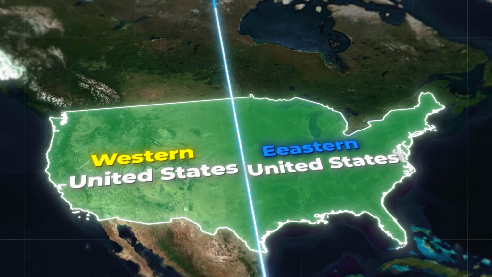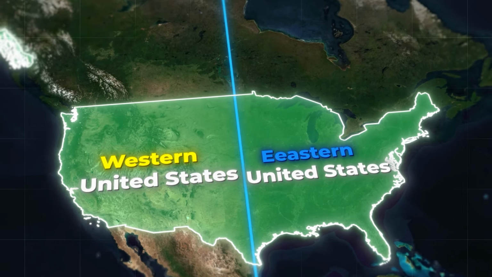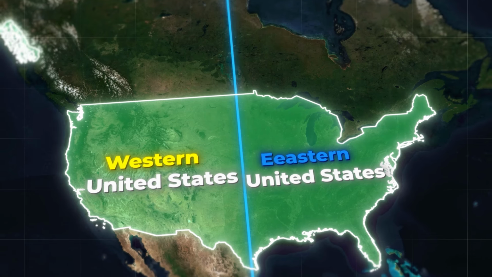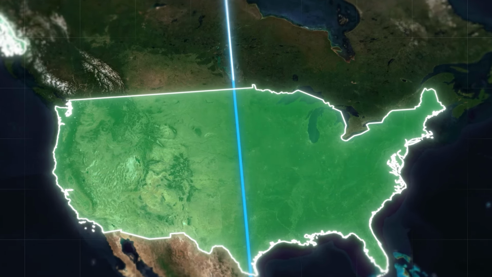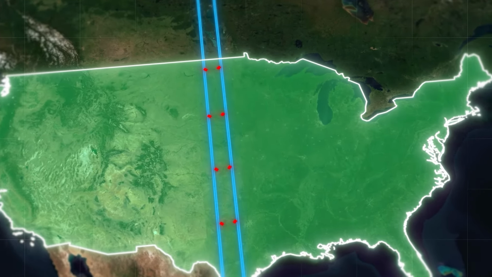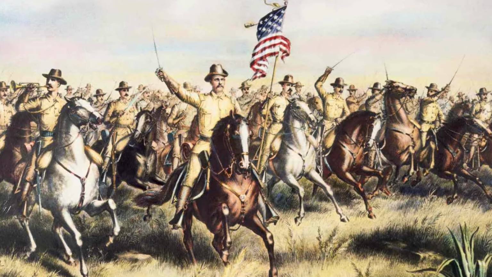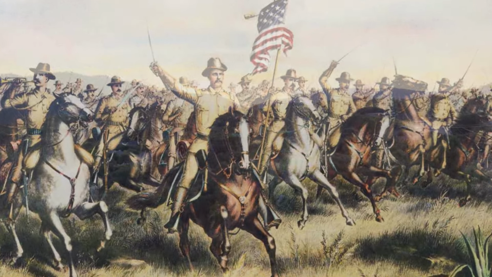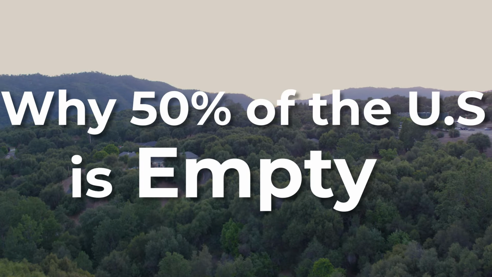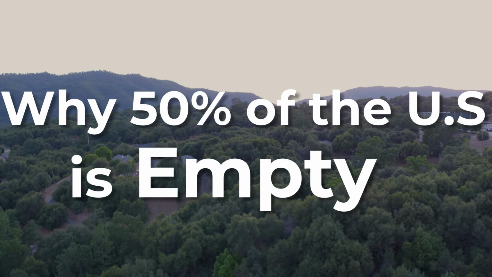So what is this unique imaginary boundary that divides the US into two parts? And how does it carve out a strip of land that always gets skipped over by people? This is the story of a unique land that was fought over but never taken. This is the story of why 50% of the US is still empty.